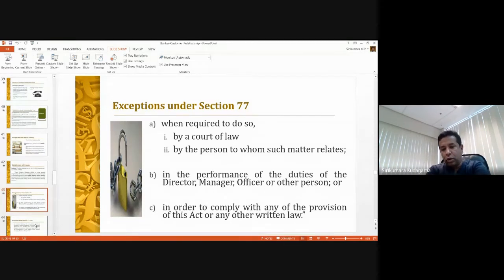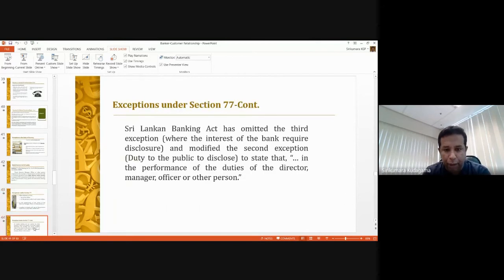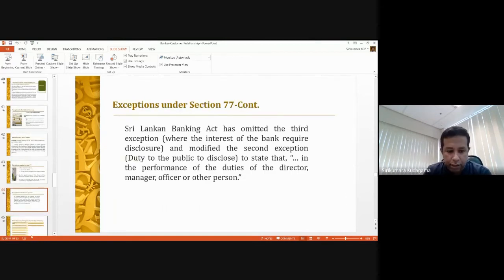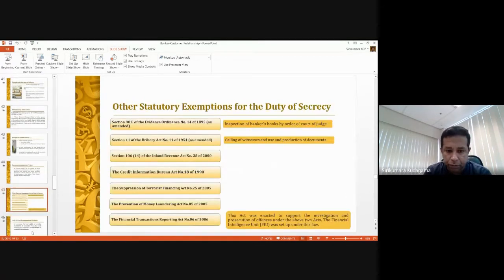And also, in order to comply with any of the provisions of this Act or any other written law, there are a lot of legal statutes under which customer information is supposed to be divulged. Probably I may have given certain things here. Yes, these are the things: evidence ordinance, bribery act. This inland revenue law is now repealed. Anyway, that one.